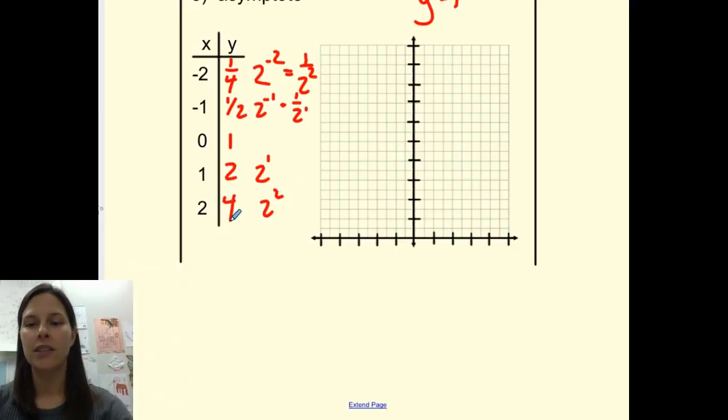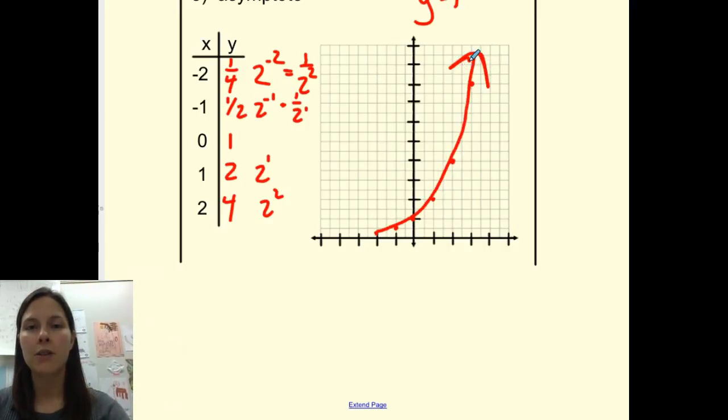We'll plot those points and see what happens with our graph. Negative 2, 1/4; negative 1, 1/2; 0, 1; 1, 2; and 2, 4. I'm going to plot a few more points just because I have room. 2 to the third power is 8. Graphing an exponential function, you can see this curve here.